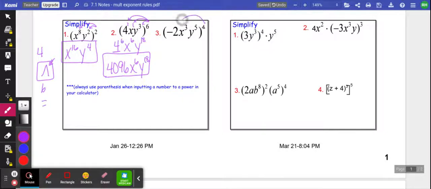4, again, is going to go to everything. So it goes to the 2, the x, and the y. Remember, there's a little 1 right here. So I'm going to have negative 2 to the 4th, x to the 12th, and y to the 20th.